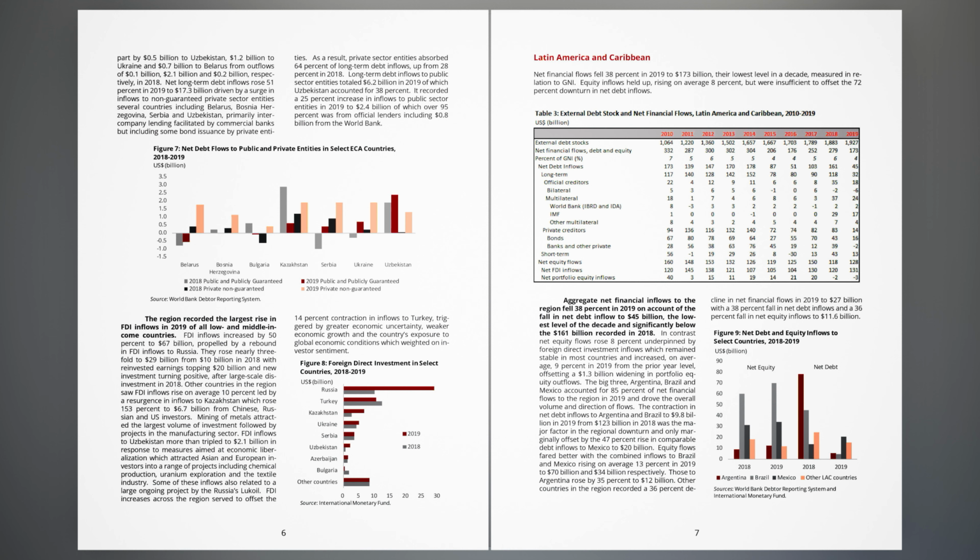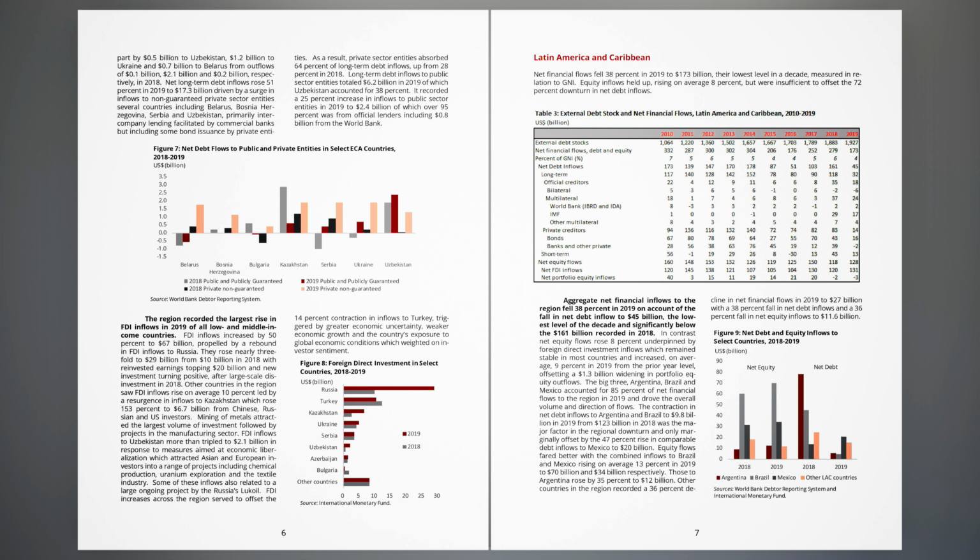FDI inflows to Uzbekistan more than tripled to $2.1 billion in response to measures aimed at economic liberalization, which attracted Asian and European investors into a range of projects including chemical production, uranium exploration, and the textile industry. Some of these inflows also related to a large ongoing project by Russia's Lukoil. FDI increases across the region served to offset the 14% contraction in inflows to Turkey, triggered by greater economic uncertainty, weaker economic growth, and the country's exposure to global economic conditions, which weighed on investor sentiment. Figure 8. Foreign direct investment in select countries, 2018-2019.